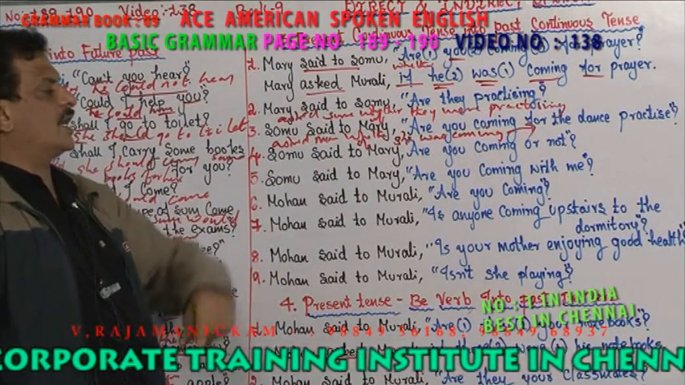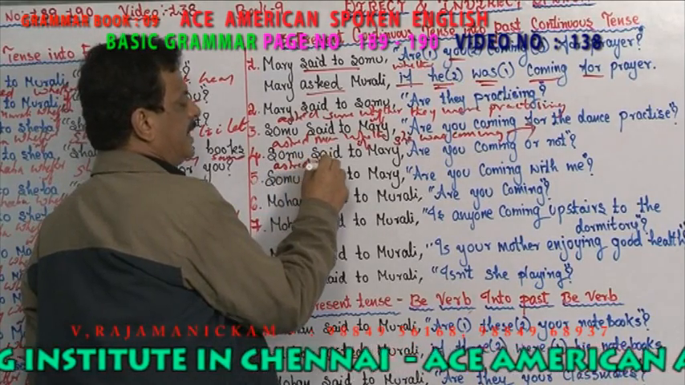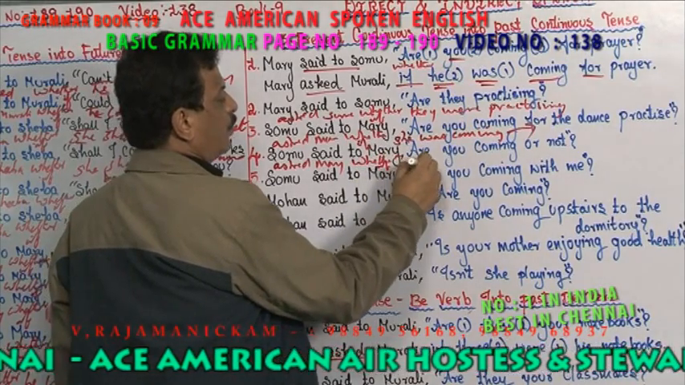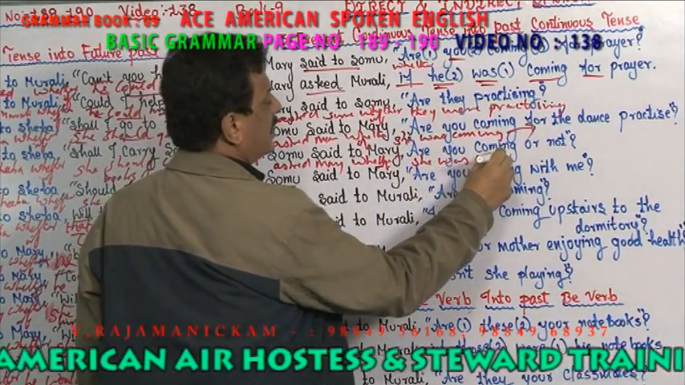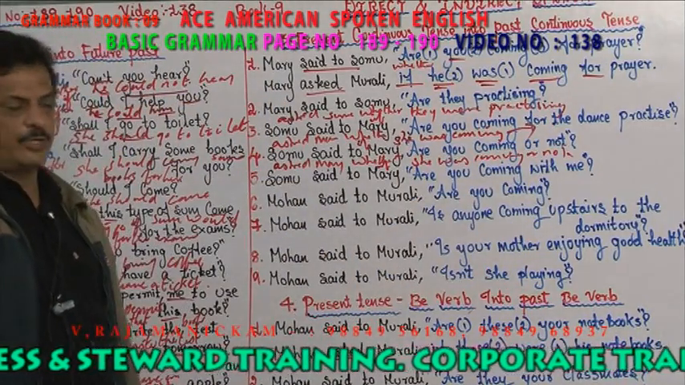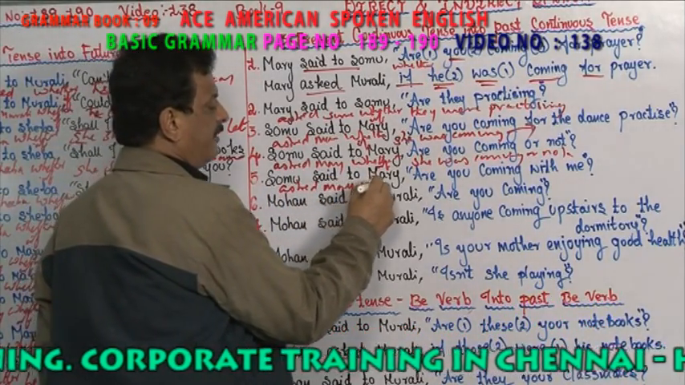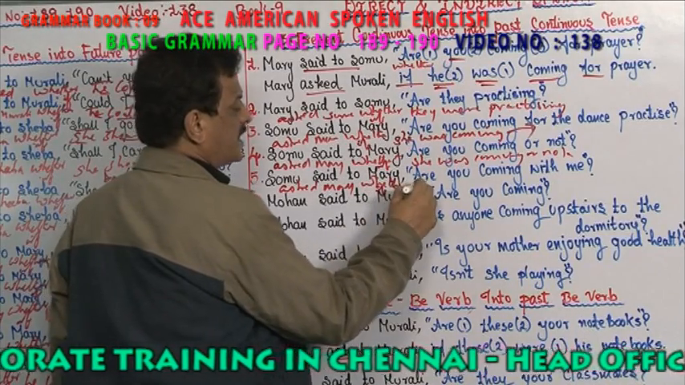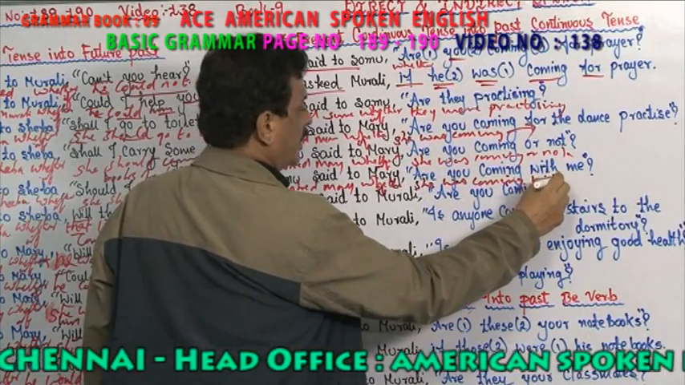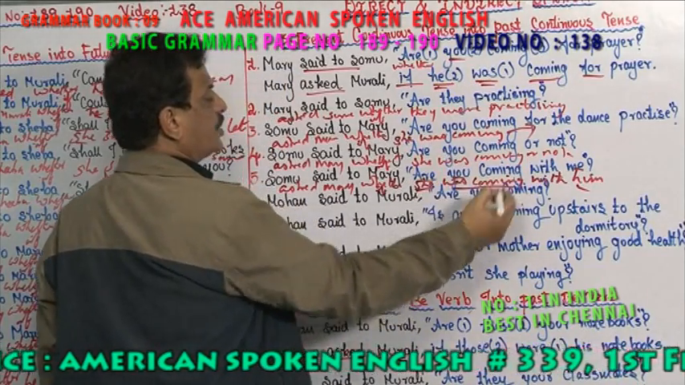Somu said to Mary, "Are you coming or not?" How does it change? Somu asked Mary whether or if she was coming or not. Okay. Now, coming here, Somu said to Mary, "Are you coming with me?" How does it change? Somu asked Mary whether or if she was coming with him. So me changes into him, you changes into she, are changes into was coming.